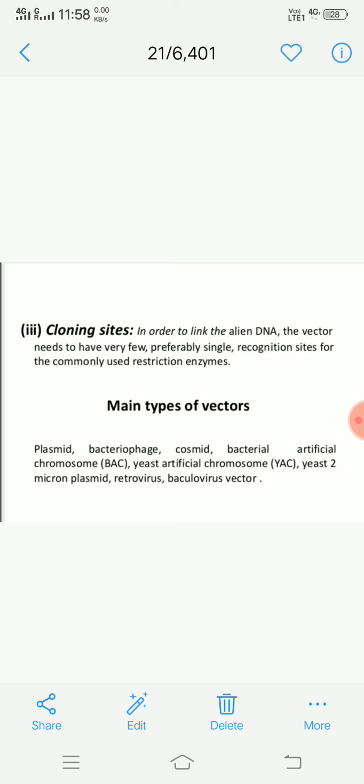Next, cloning site. In order to link the foreign DNA or the alien DNA, the vector needs to have very few, preferably single, recognition sites commonly used by the restriction enzyme. Cloning site means nothing but the restriction sites. Different examples of the vector, as I told you: plasmid, lambda vector, bacteriophage, cosmid, then bacterial artificial chromosome, yeast artificial chromosome, yeast 2 micron, and then retrovirus, baculovirus vector. These different types of vectors are there, but the ideal property of vector should remain the same.